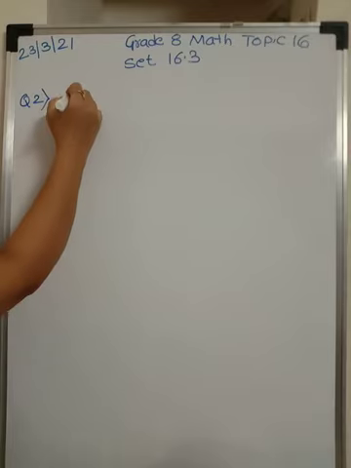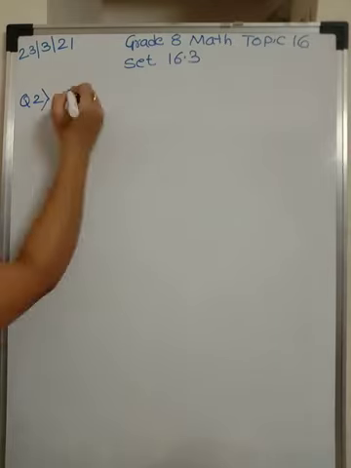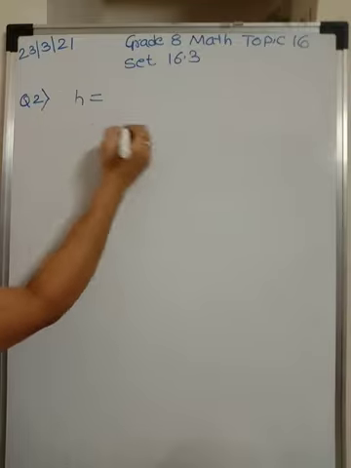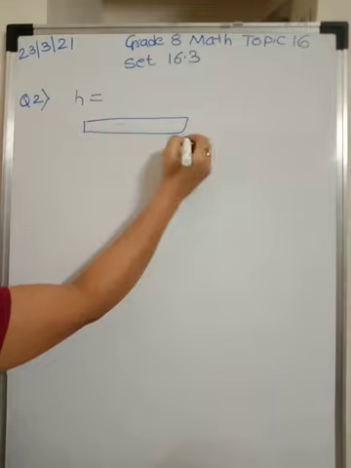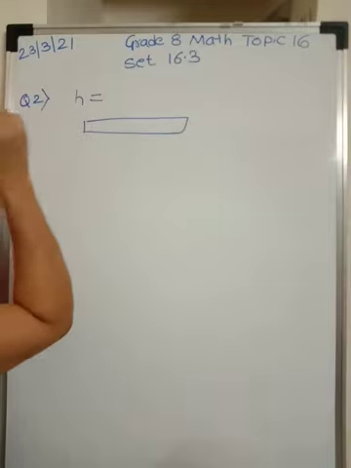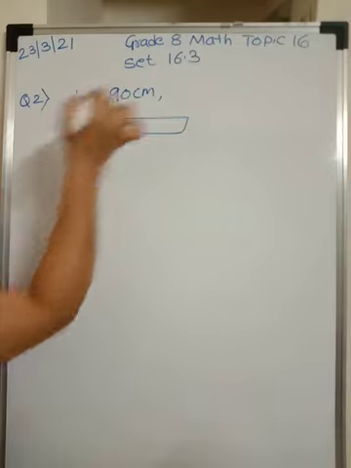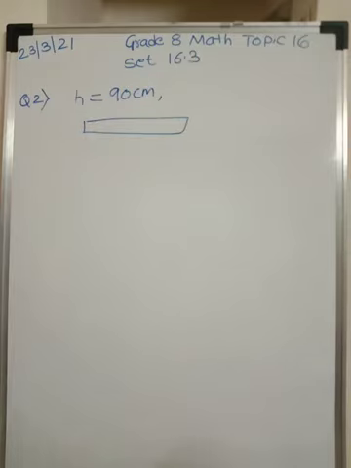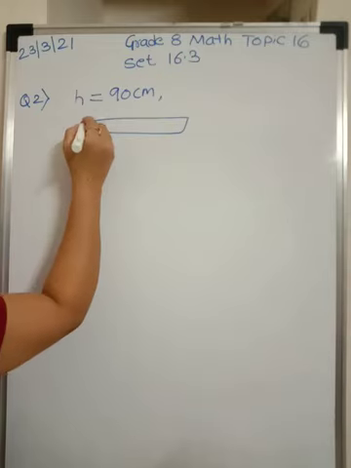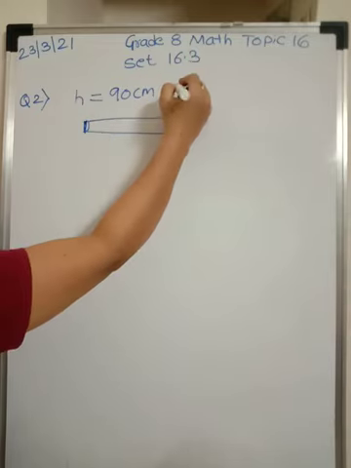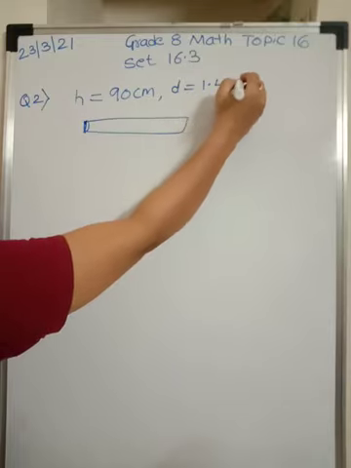So what is given? Length is 90 centimeters. So height of the rod, length means height, no? See, if this is the rod, then the height or length of the rod is nothing but height. Height becomes 90 centimeters and diameter is 1.4. So this complete diameter is 1.4 centimeter.